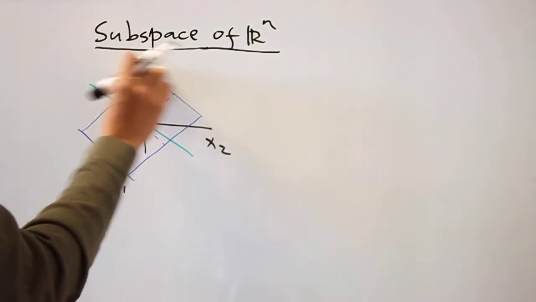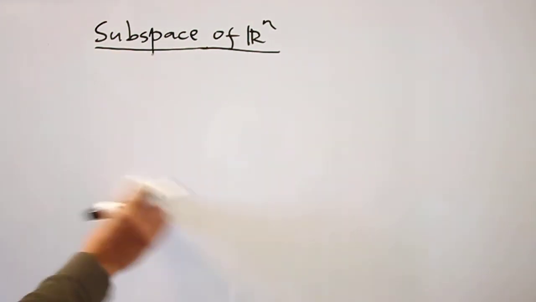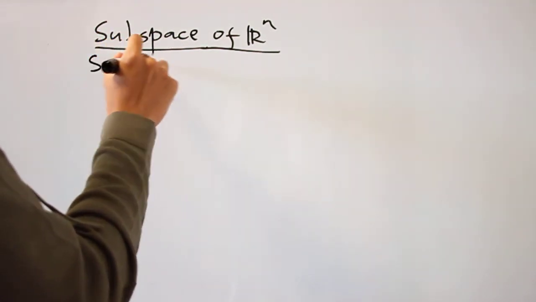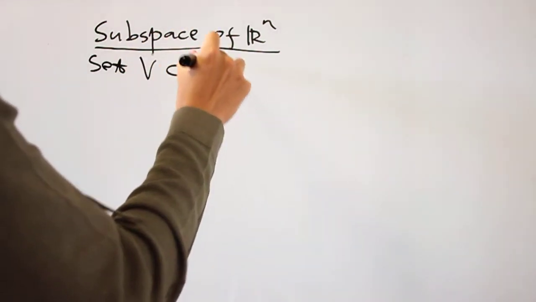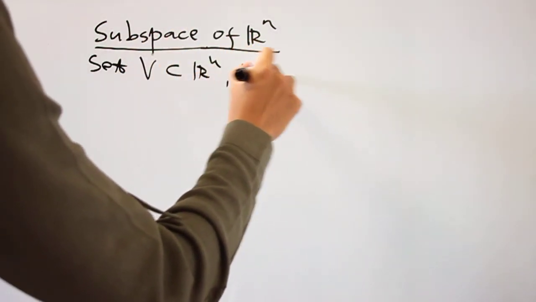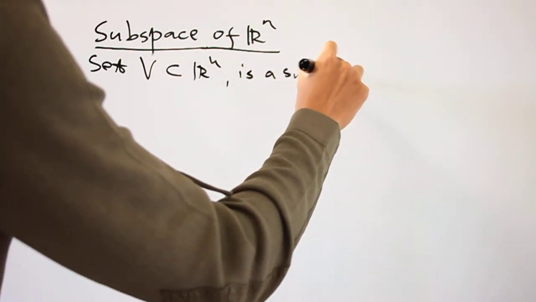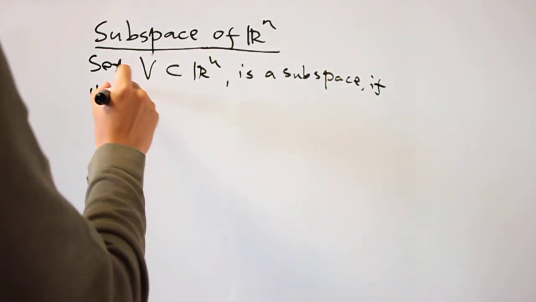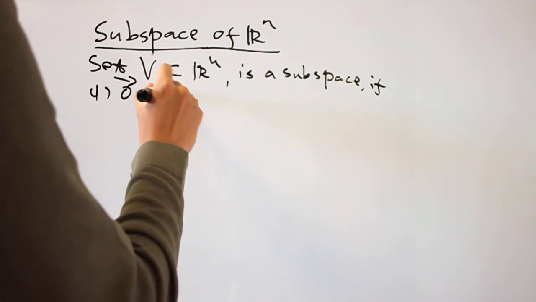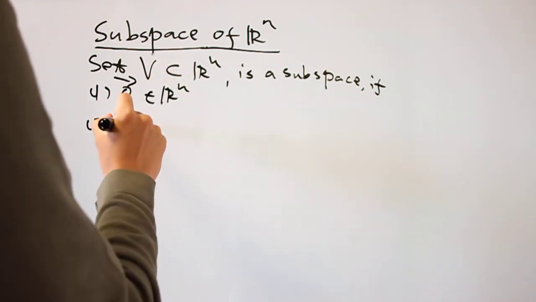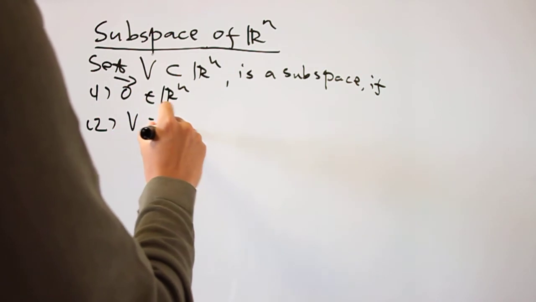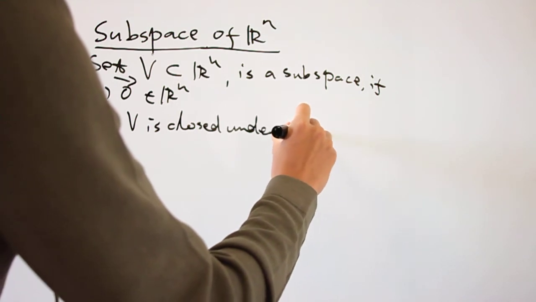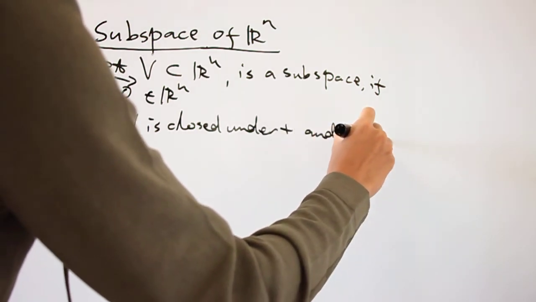Now let's give the formal definition of what a subspace is. A set V as a subset of Rn is a subspace if it satisfies two conditions. One, the vector 0 is in V. Number two, V is closed under addition and multiplication by scalars.